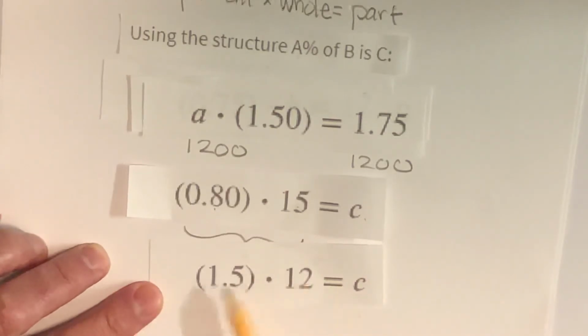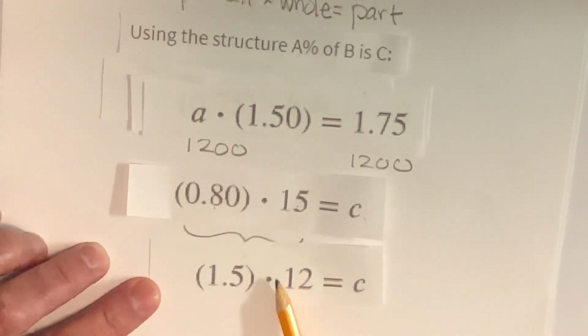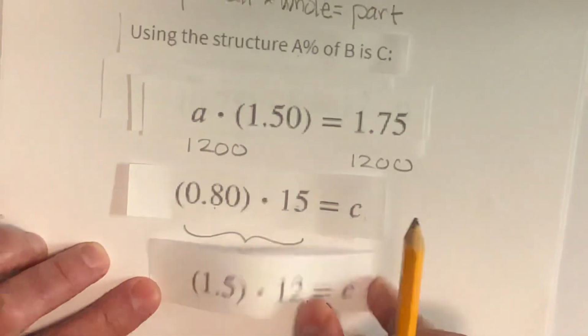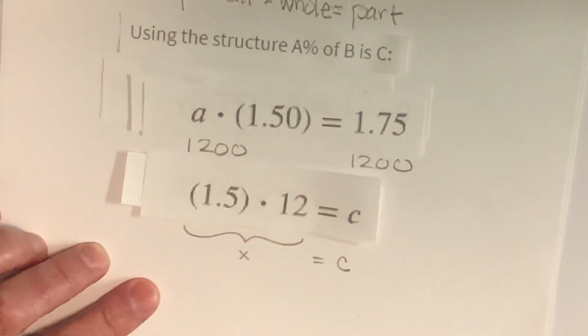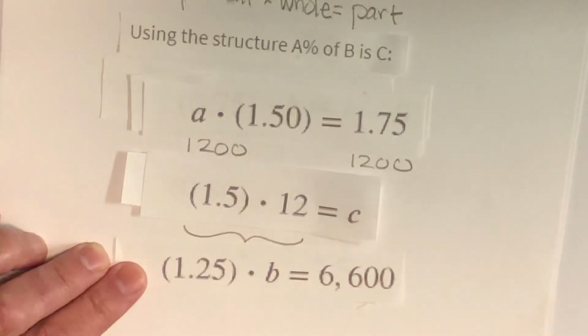I've got both unknowns on the left side. The part is isolated already, so all I have to do is multiply here. One last one. I'm missing one of the variables on the left side, so I'll ultimately have to divide both sides by 1.25 to get my solution for B.